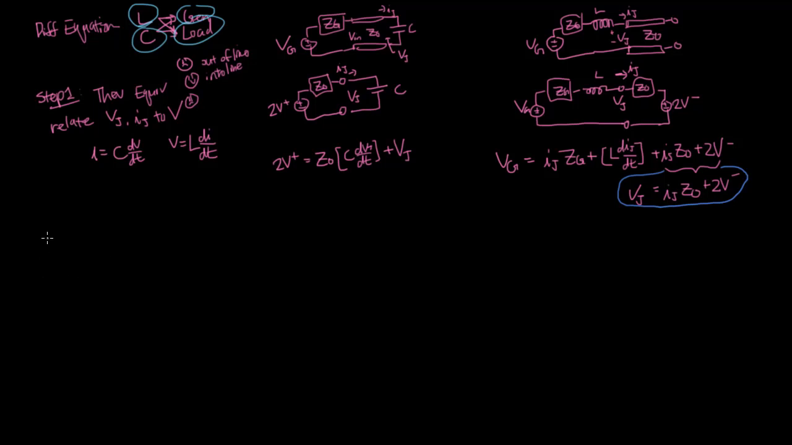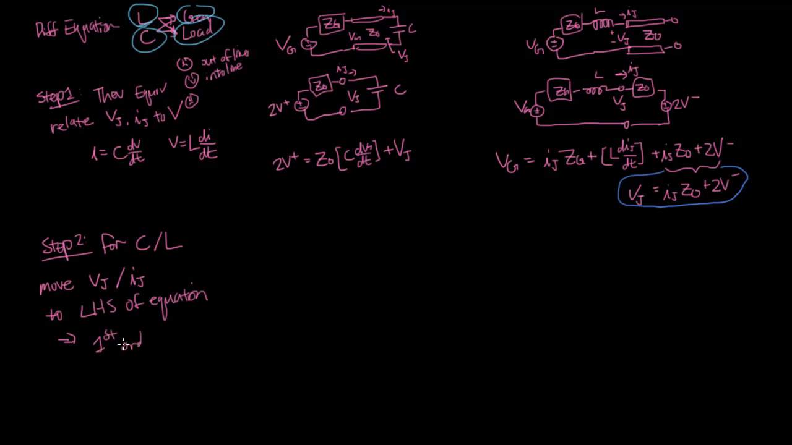So the next step, we'll look at the two scenarios separately, but for the capacitor or the inductor load circuit, we want to move the Vj in the case of the capacitor, or the Ij terms to the left-hand side of the equation. So the ultimate goal is to get a first order differential equation. So doing that, let's move some things around.